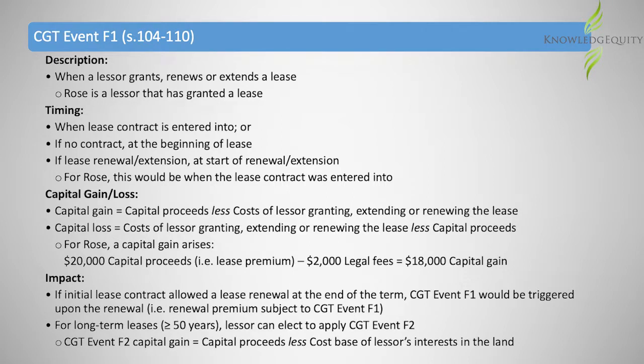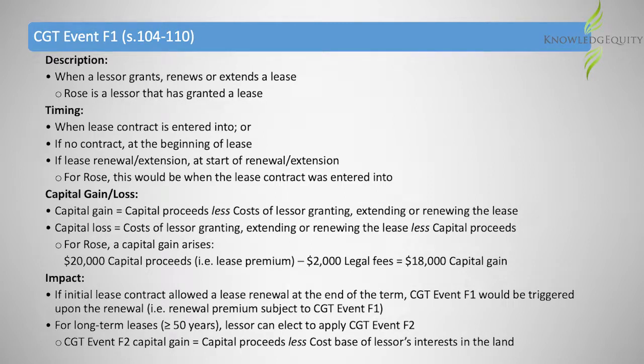In the case of long-term leases of at least 50 years, the lessor has the option to elect CGT Event F2 rather than CGT Event F1 as applying. In this case, the capital gain is calculated as the capital proceeds less the cost base of the lessor's interest in the land.